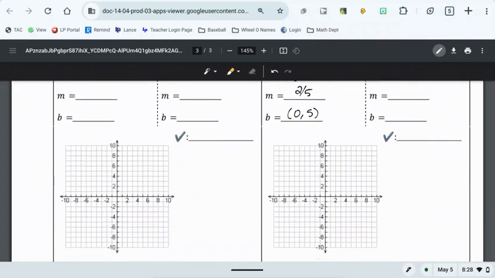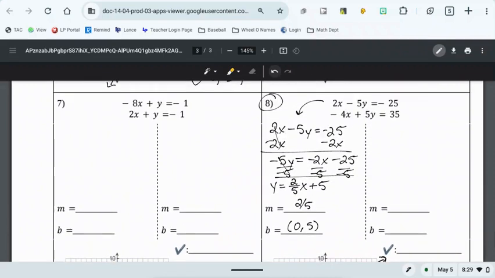So let's graph that. Over 0, up 5. Our slope is positive 2/5, so we're going to go up 2, to the right 5, up 2, to the right 5, and then we're going to go down 2, left 5, down 2, left 5. Take your straight edge. Oh, let me redo that one. There we go. It's difficult graphing these lines with a ruler on a Chromebook screen, but we're doing okay.